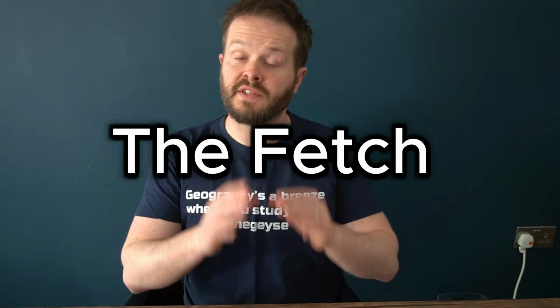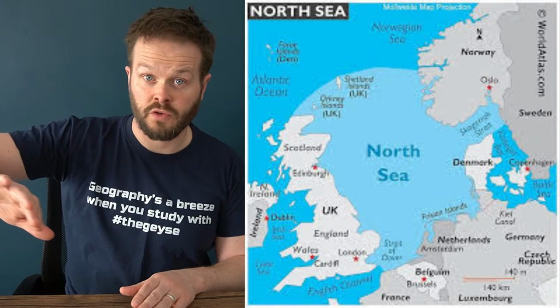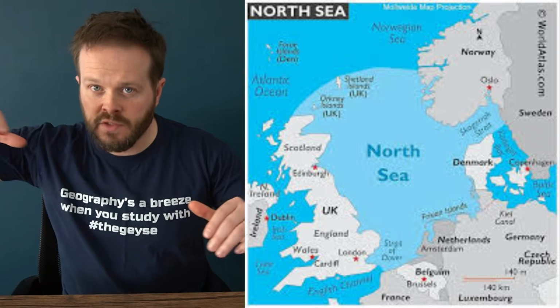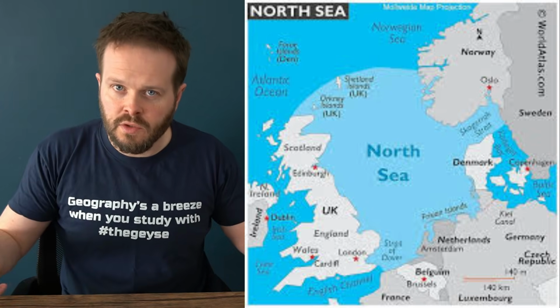We've also got another factor though, which is the fetch. This is the distance of open water over which the wind blows. Now, the east coast faces the North Sea with a fetch of up to 800 kilometers. This allows the wind to pump huge amounts of energy into those waves. So the longer the fetch, the larger and the more destructive those waves are, and the more intense those processes of hydraulic action and abrasion are going to be, leading to increased recession rates.